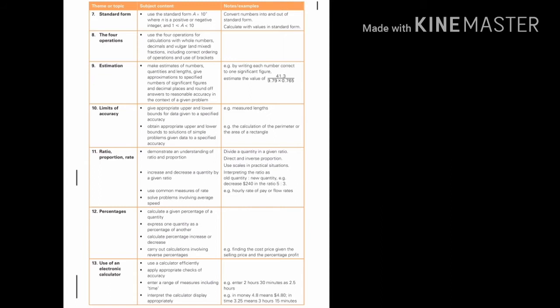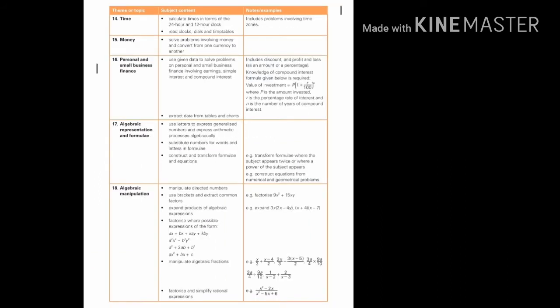Chapter number 13 includes the use of an electronic calculator. The subtopics include using a calculator efficiently, applying appropriate checks of accuracy, entering a range of measurements including time, and interpreting the calculator display appropriately.